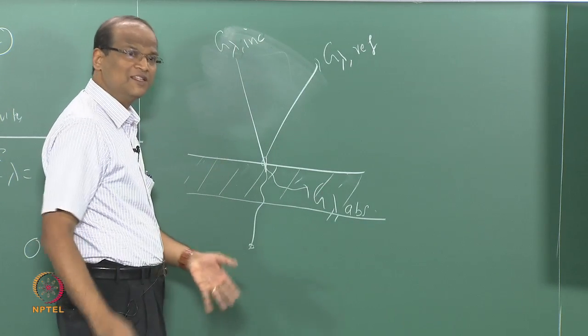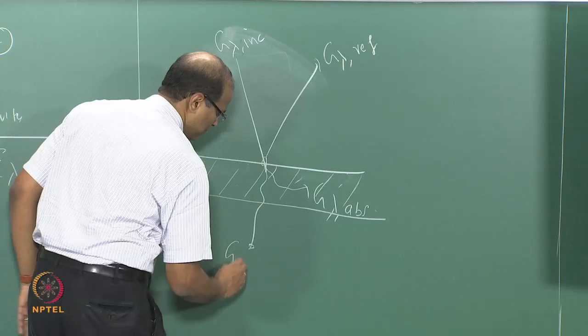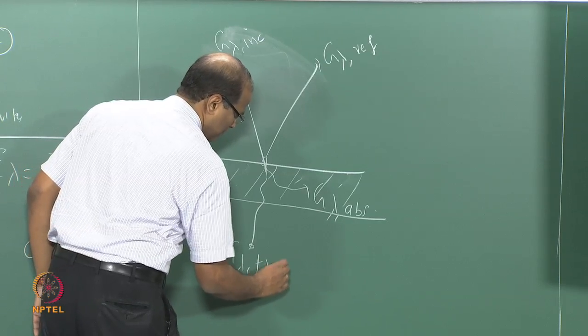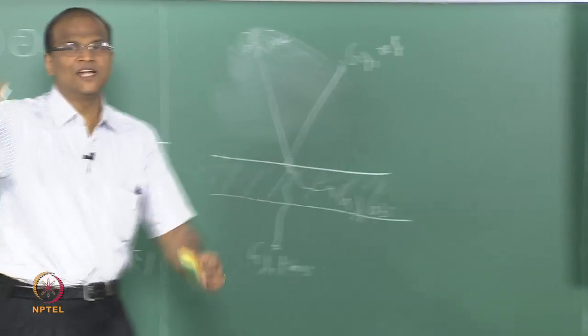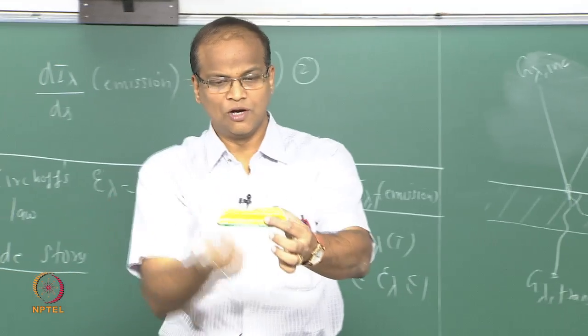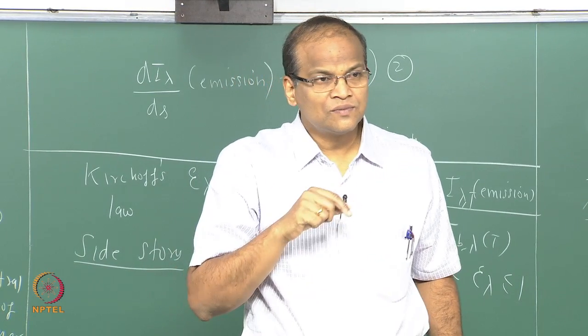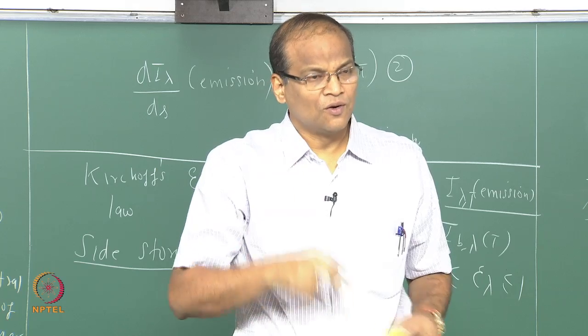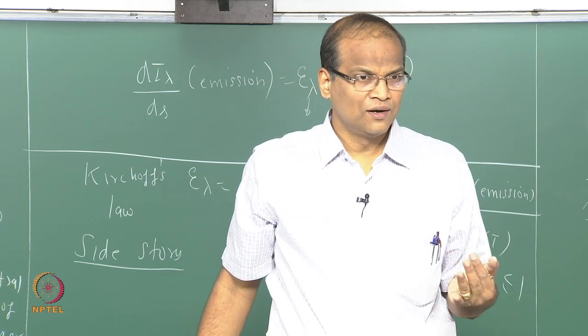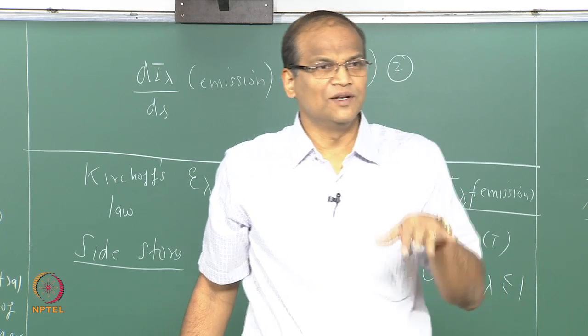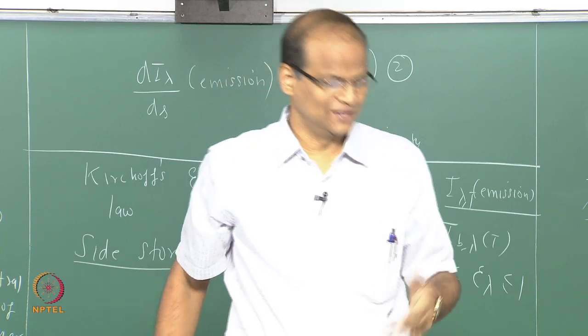It comes out of the layer, it is G lambda transmitted. If radiation is falling on this duster, what will be G lambda transmitted? 0. But if it is a glass, it will be non-zero. Atmosphere will allow, right? If atmosphere is completely transmitted, 0 is gone. You cannot see the sunlight.